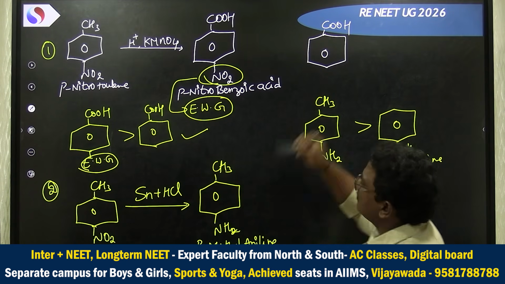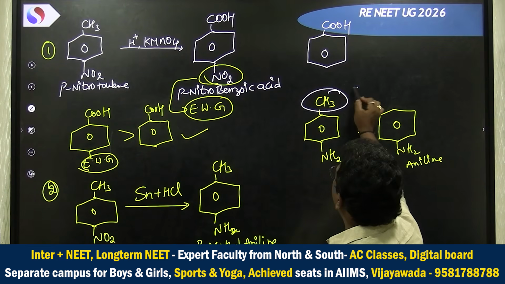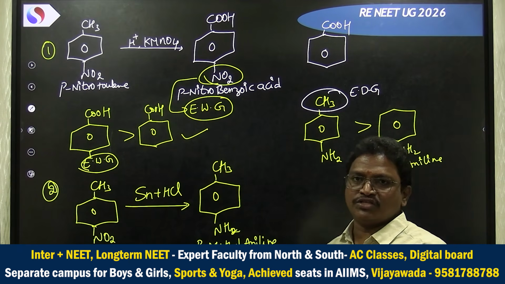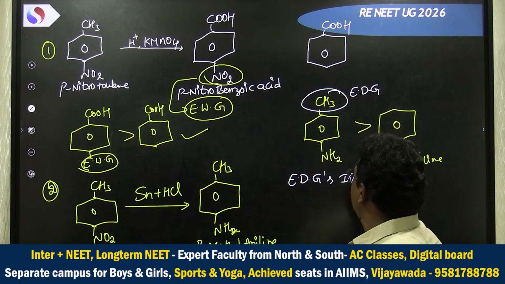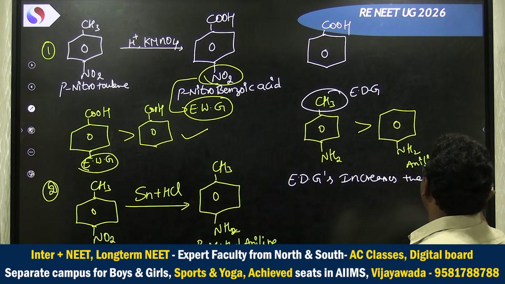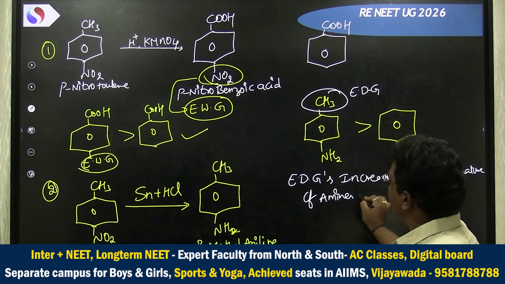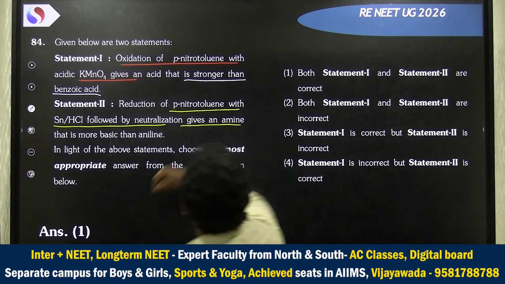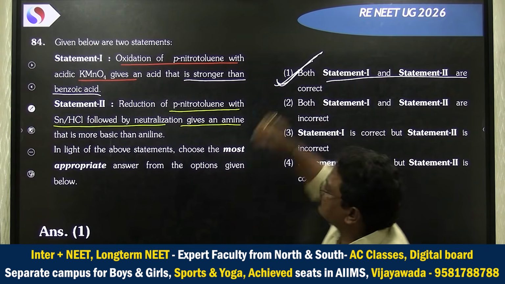Because of the electron donating group, this is an electron donating group. Electron donating groups increase the basic nature of amines. Hence, both statements are correct. So statement 1, statement 2, both are correct. This is the correct answer.